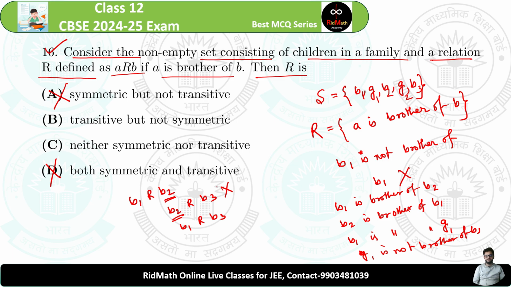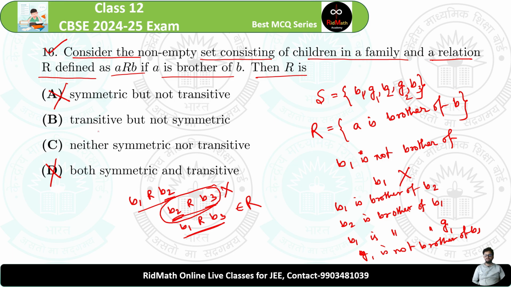If you found such B2, so that B1 B2 belongs to R and B2 B3 belongs to R, then B1 B3 also belongs to R in the relation. If you found any B2, then it has to be a brother and B1 B3 belongs to R. If you don't find, then contrapositively this R is transitive.